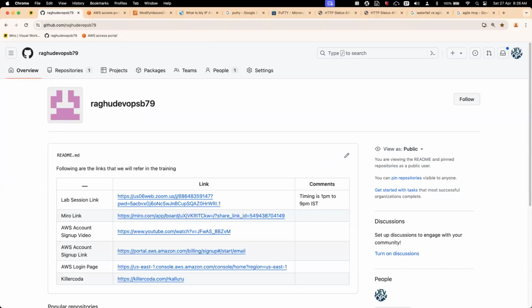Also, tomorrow there won't be any session. You'll be having a session day after tomorrow, and by then you'll be onboarded to the training. Your onboarding should be completed in order to access the sessions.